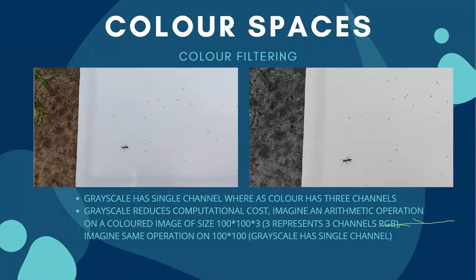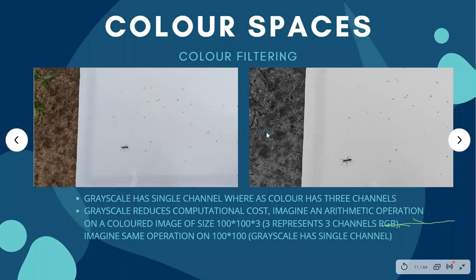Now the first thing I did was to convert a colored image into a grayscale image. Now a color image has 3 channels. When you convert a colored image into a single channel grayscale image, you actually reduce the cost of computation. So how do you do that? How are you actually reducing the cost of computation?